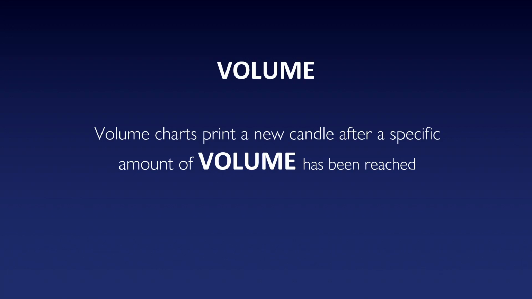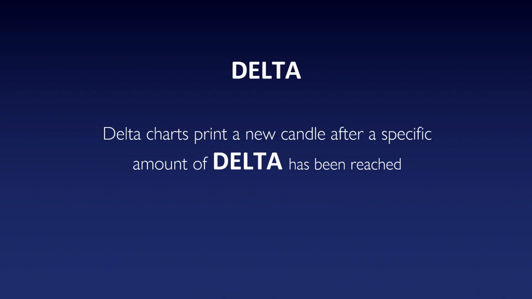So to recap quickly, the volume chart is all about volume. It prints a new candle after a specific amount of volume has been reached within that candle. Once that limit is reached, a new candle will be printed, and so on. Now, delta candles are very similar to the volume chart. The difference is that the candles printed here are not necessarily reliant on volume per se, but they do print a candle after a specific amount of delta has been reached. And I would say that of the two, this gives the cleanest chart and is also the most accurate when it really comes to monitoring incoming market orders.